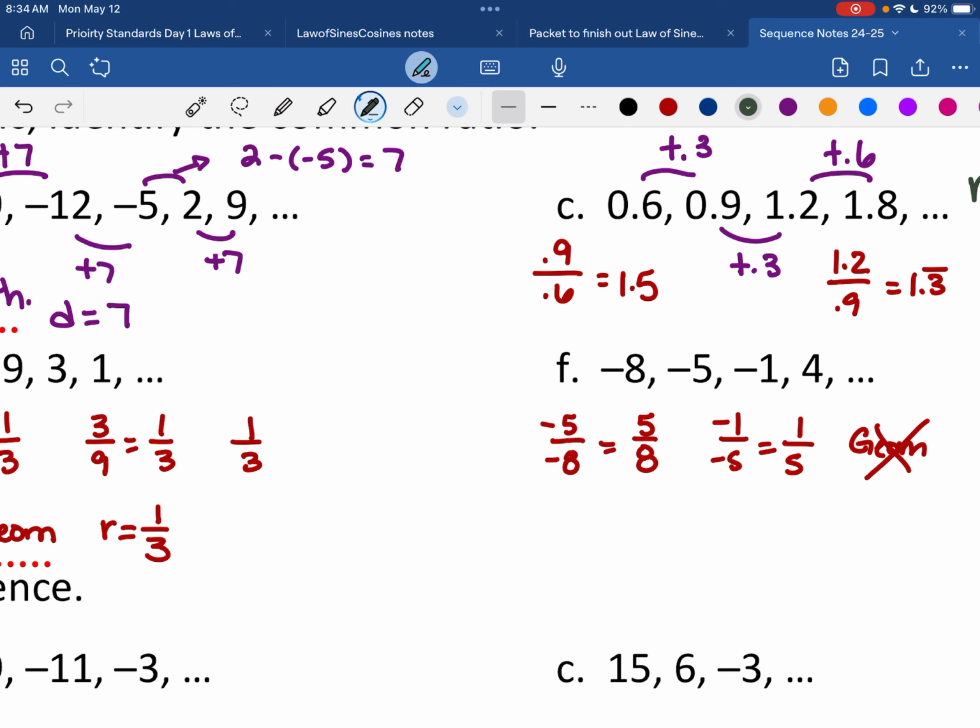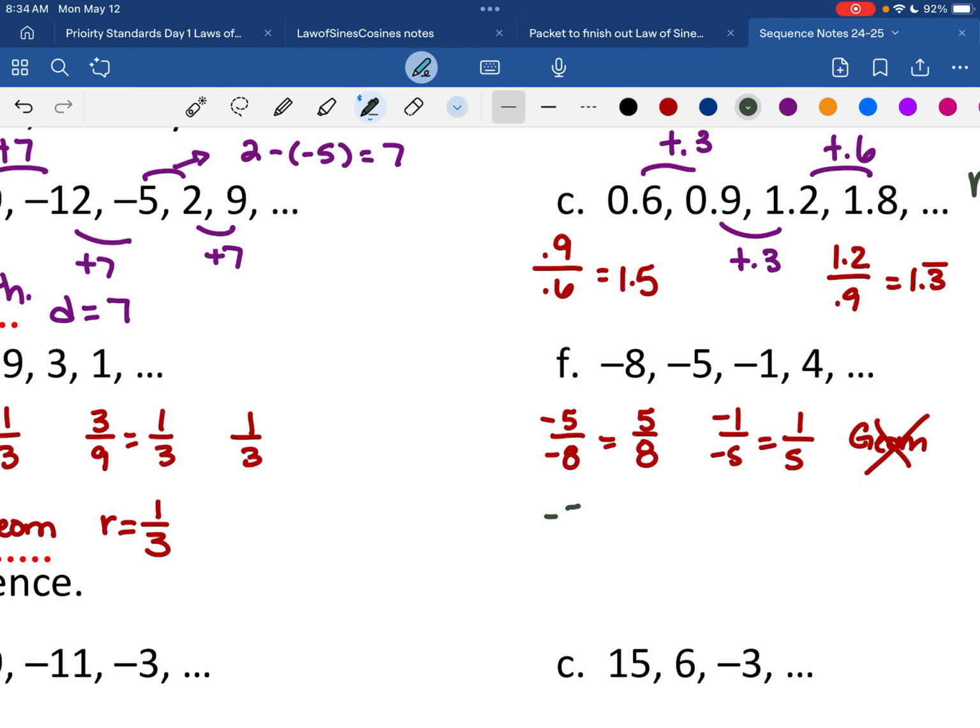And arithmetic, we have the space between -8 and -5, so -5 minus a -8, or the jump, equals 3. The jump from -5 to -1 is equal to 4. And since those are not the same, arithmetic doesn't work, so this is a neither as well.